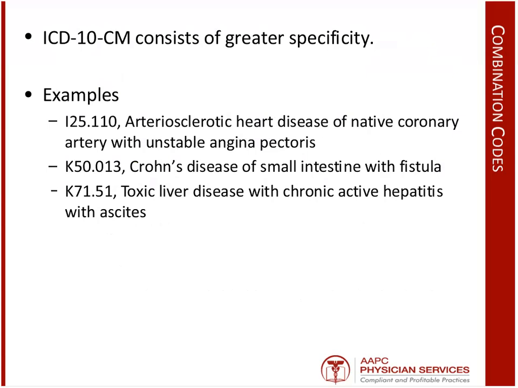Then we, of course, are looking, as I had said before, because of the combination codes, you can see here examples of a couple of them that will give us that greater specificity in the system. So I25.110 is arterial sclerotic heart disease of the native coronary artery with unstable angina pectoris. K50.013, Crohn's disease of the small intestine with fistula. So they combine these together, so we will use less codes for them. And K71.51 for toxic liver disease with chronic active hepatitis with ascites.